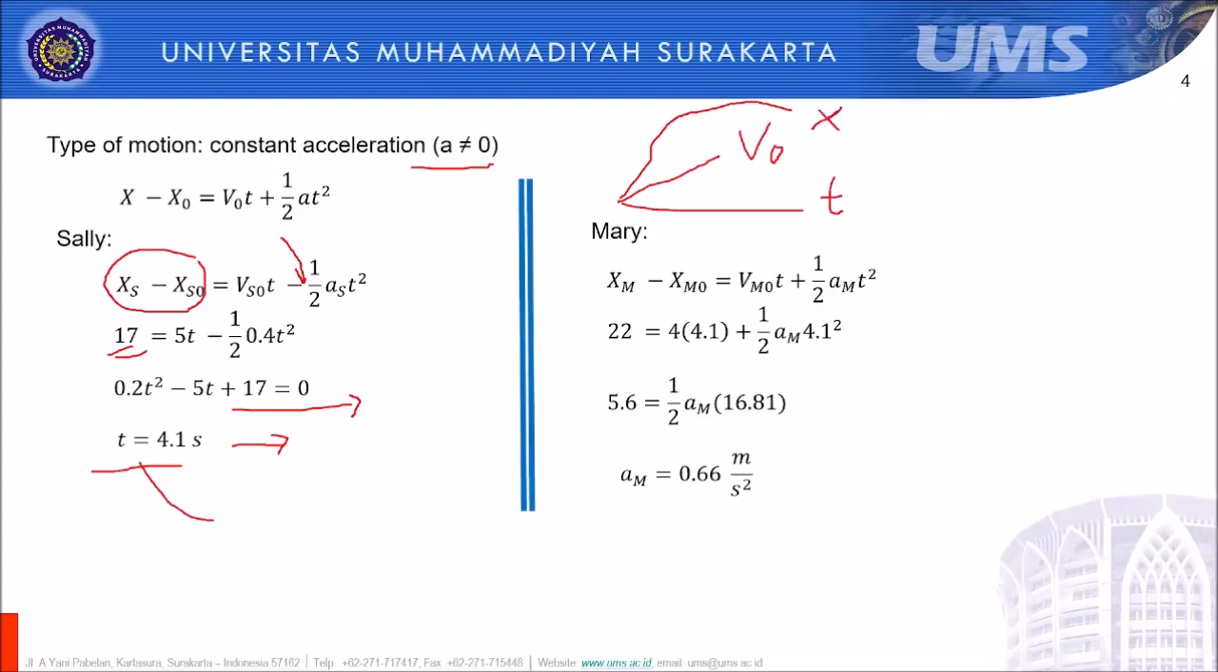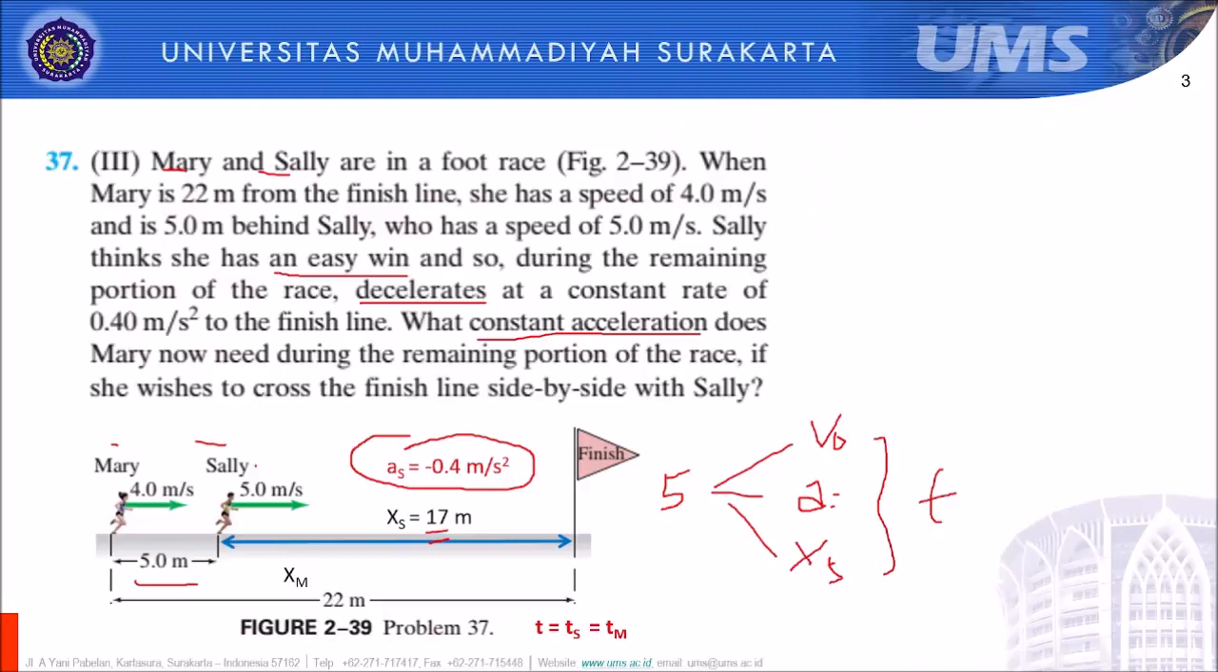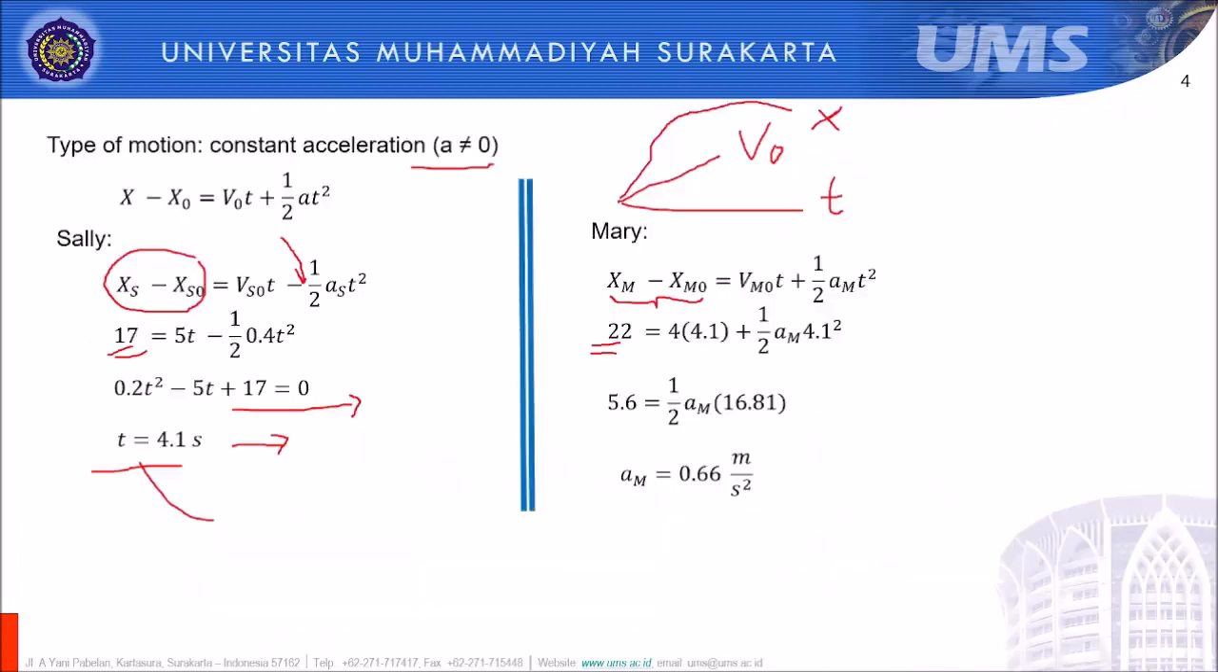Use the same equation: X of Mary minus the initial position, which means 22, starting from here. Initial velocity is 4, and time is 4.1. Put the values into this equation, and finally you can get the value of acceleration for Mary.